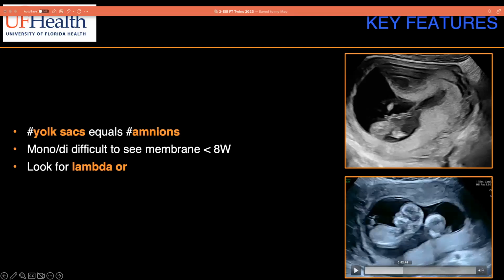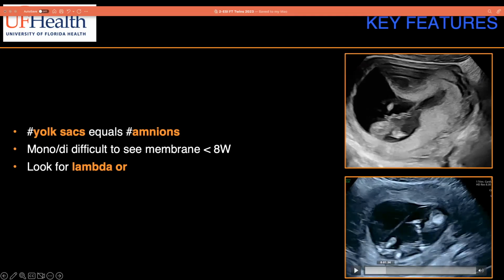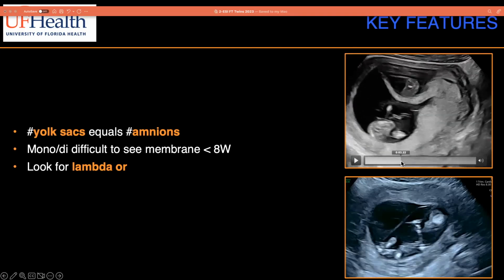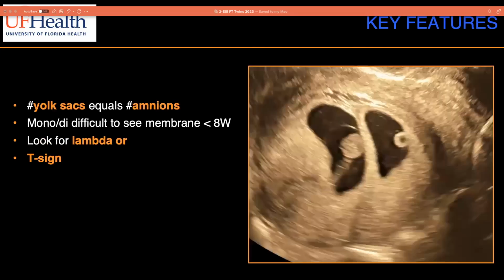And if I were to look, you would tell me, is this a lambda sign here? And no, this is not a lambda sign, contrasted to the image on top where you see thickness because of the chorionic plates coming together versus here. So this is a pseudo lambda sign. This is in fact a T sign in monochorionic diamniotic twins.